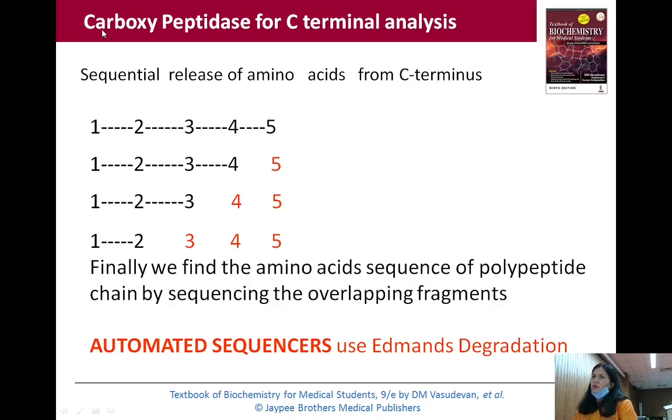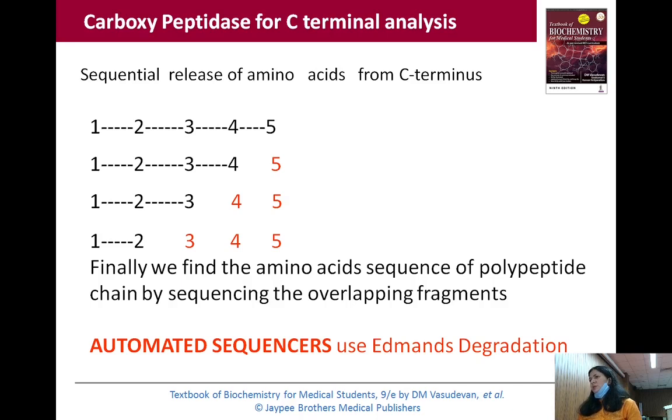Okay. So carboxypeptidase is an exopeptidase. It acts from the carboxy terminal end. So you go on hydrolyzing the amino acids one by one from the carboxy terminal end. The released amino acid you identify with paper chromatography. Okay, then in the next step, you have identified the sequence of all the overlapping fragments. Then you combine those overlapping sequences of the fragments, and you can elucidate the complete sequence of the amino acids present in the polypeptide chain.